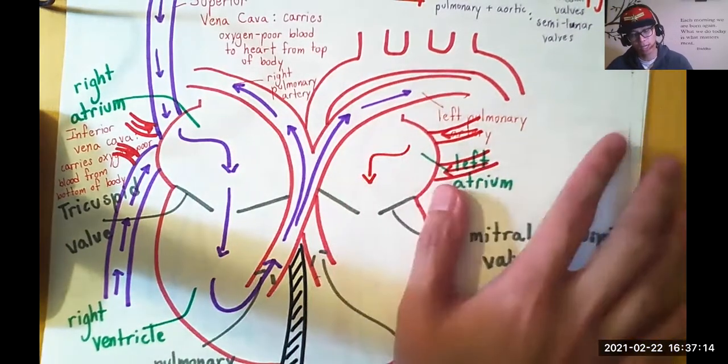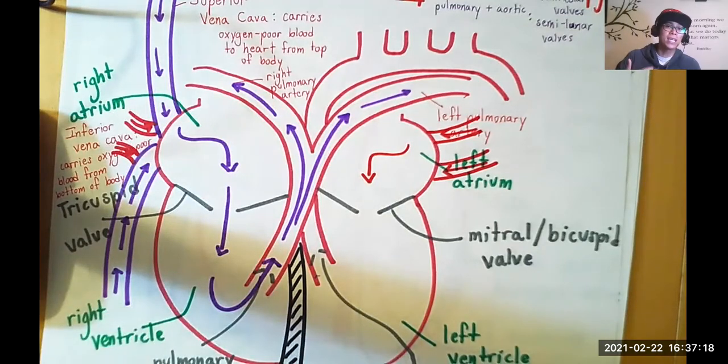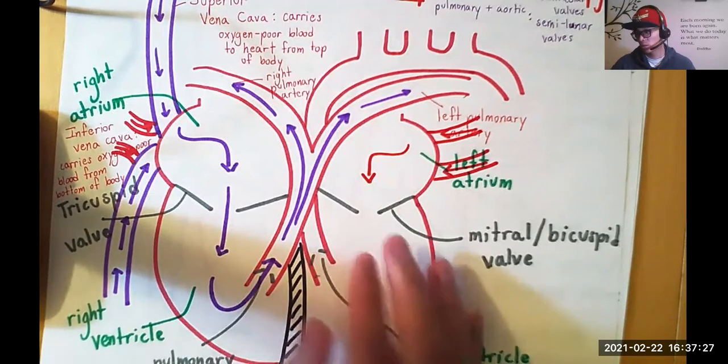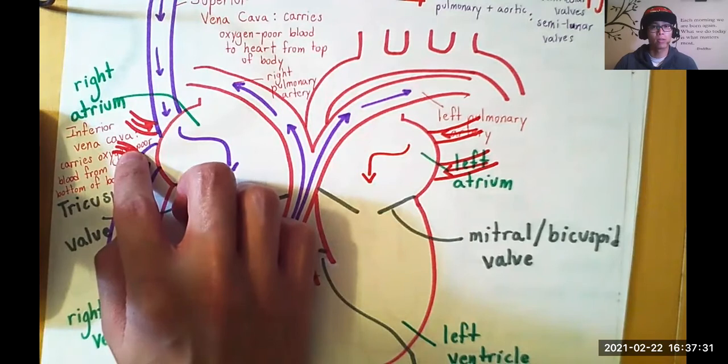The left one will go to the left lung. The right one will go to the right lung. Then the blood is reoxygenated, or it's oxygen rich. Either way you want to think about it, that's great. When blood returns back to the heart, they return through something called the pulmonary veins.